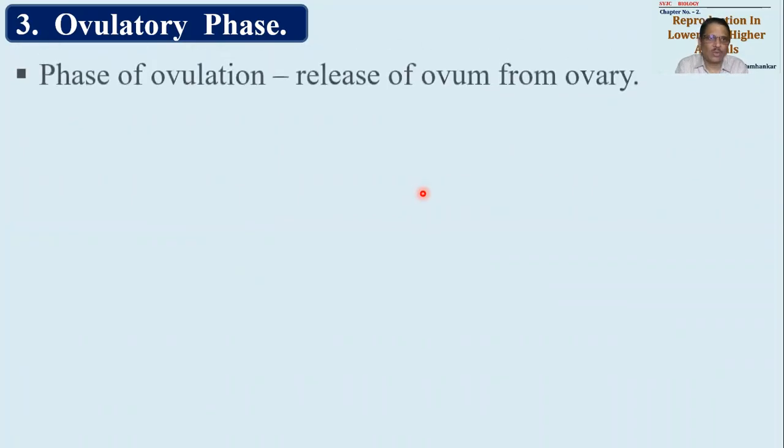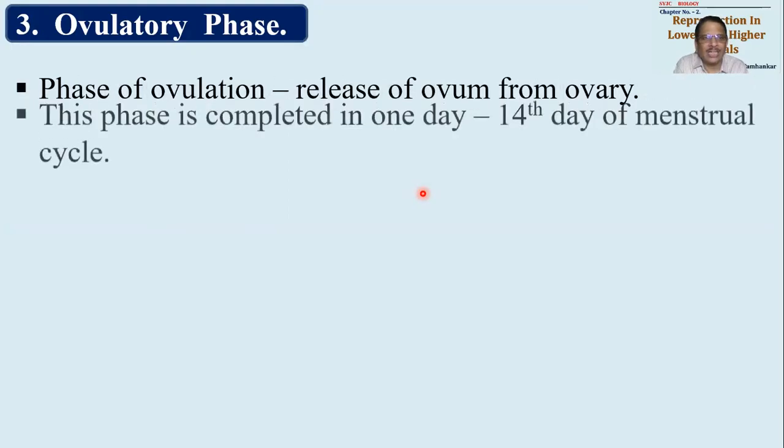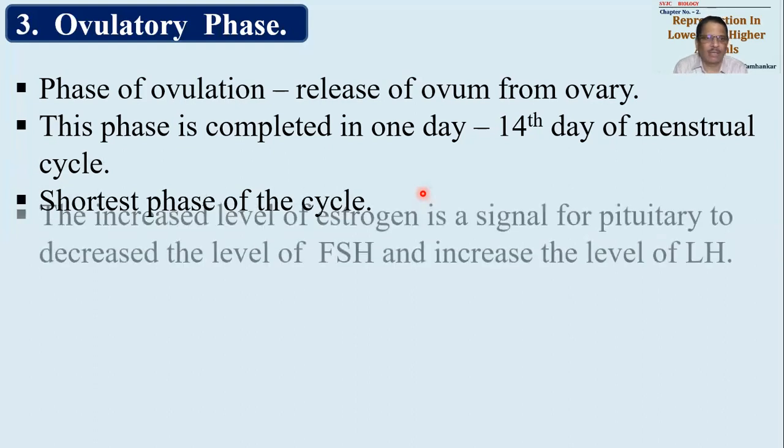It is third phase, ovulatory phase. What is ovulatory phase? Phase of ovulation. Ovum will be released now from ovary. So ये कैसे आता है? ये phase कैसे आता है? This phase will be one day plan. Means it will take place mostly on 14th day of menstrual cycle. मेंस्ट्रुअल साइकिल के 14वें दिन ये फेज आ जाएगा. इट इज द शॉर्टेस्ट फेज ऑफ मेंस्ट्रुअल साइकिल.